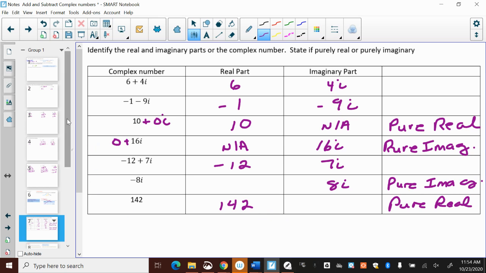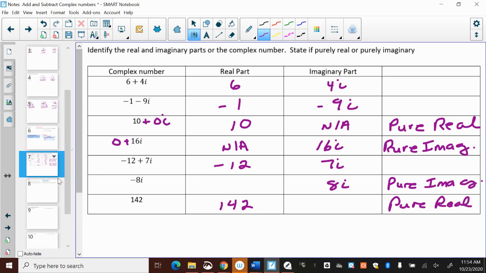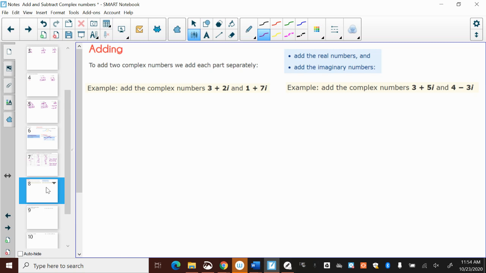Okay, so let's see what we can do with these complex numbers. We can add and subtract them, so we'll just start with adding and subtracting. You want to add the real numbers to real numbers and add imaginary numbers to imaginary numbers. So kind of treat the i as if it was like an x in an algebraic expression. So adding the real parts together, 3 plus 1 gets us 4. Adding together the imaginary parts, 2i plus 7i gets us 9i, and we've added our complex number.